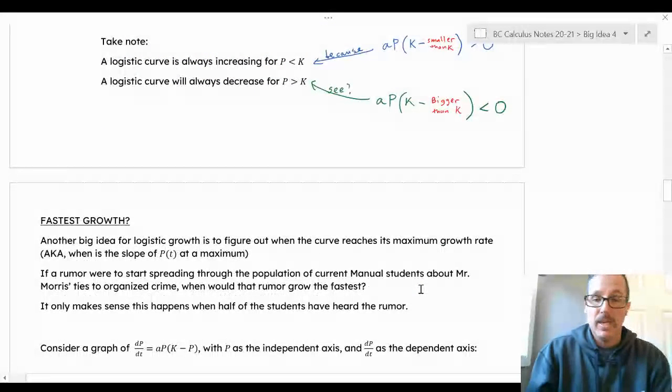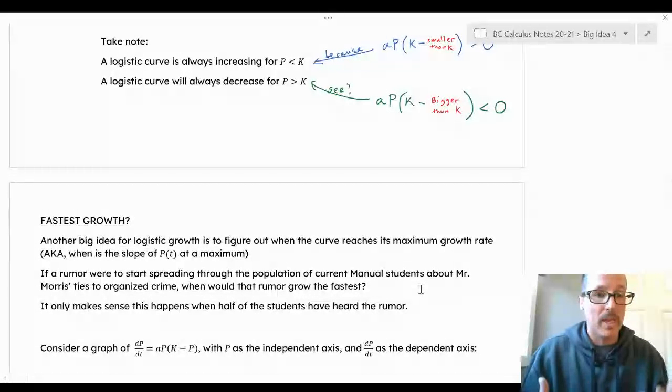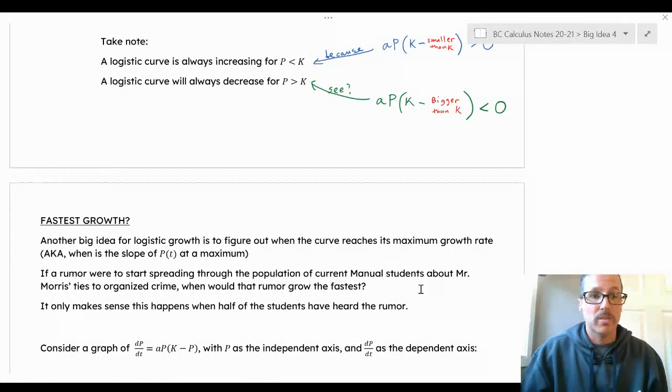All right. So another question that you're going to need to know how to solve is, when is the rate of growth the fastest? So when is the rate of growth the fastest?